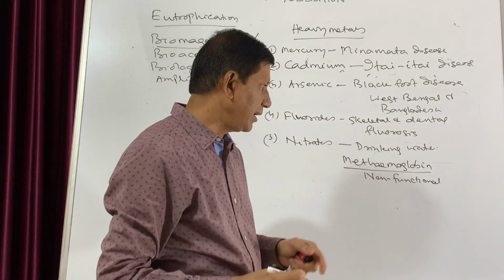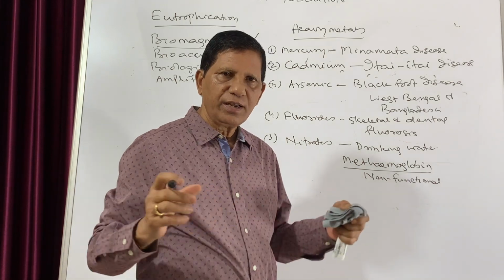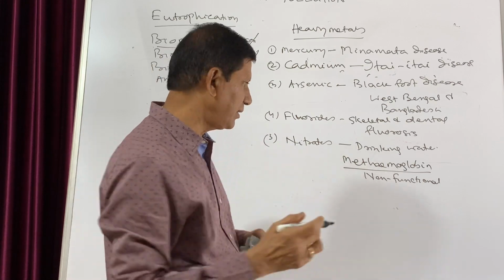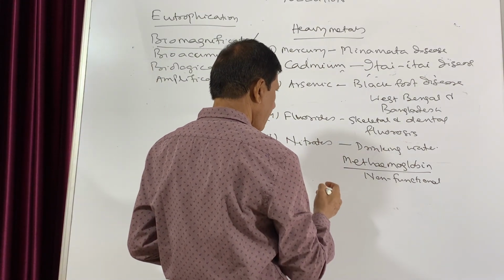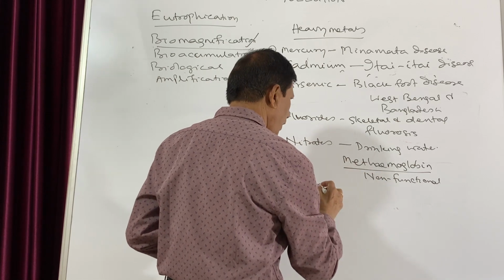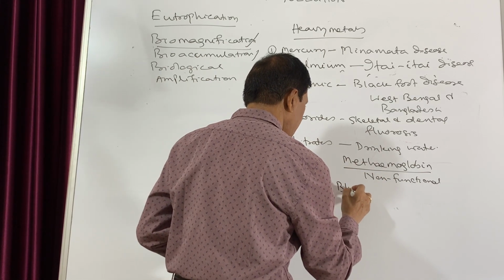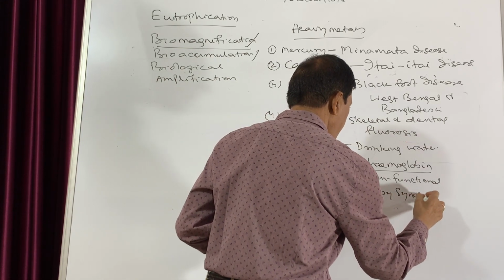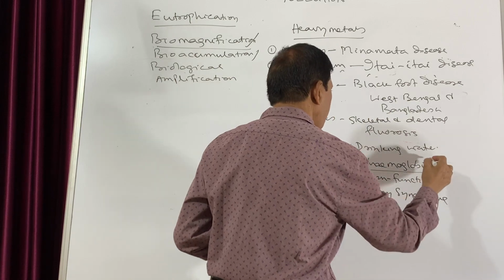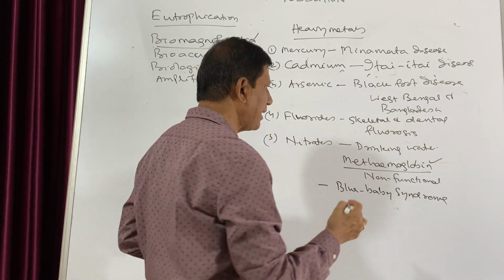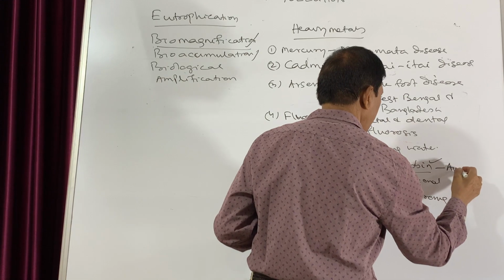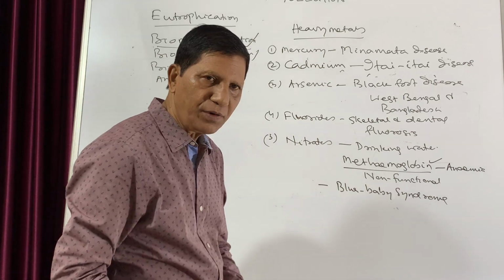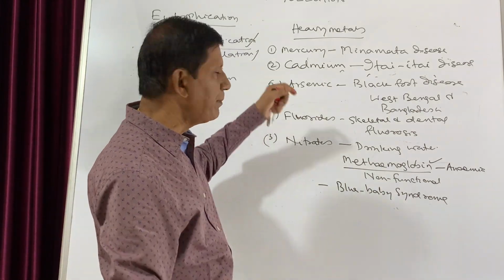It affects the oxygen binding capacity of hemoglobin. As a result, it causes a disease known as methemoglobinemia, also known as blue baby syndrome. It causes anemia. So these are the different examples of heavy metals.